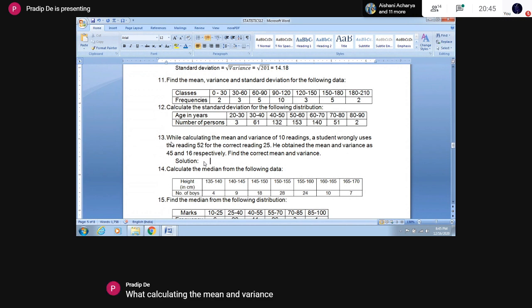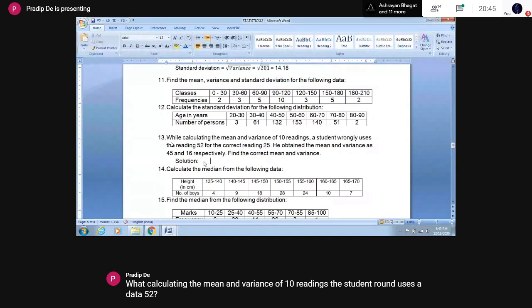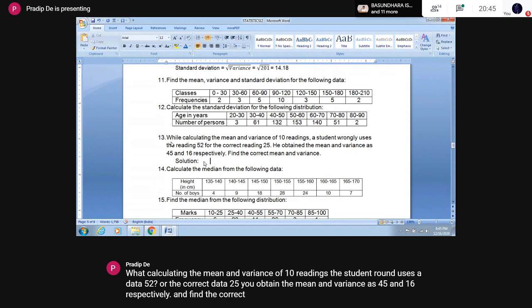Calculating the mean and variance of 10 readings, the student wrongly uses the data 52 for the correct data 25. He obtained the mean and variance as 45 and 16 respectively. Then find the correct mean and variance. How do we proceed?